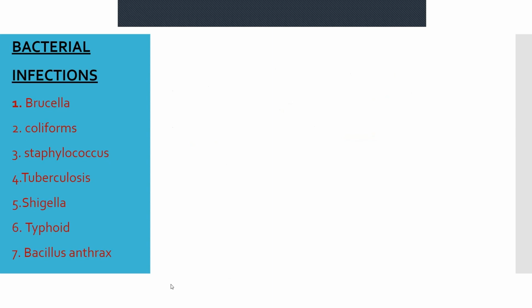Generally, when we look at infections of milk, you can classify them into bacterial infections, viral infections, parasitic infections, etc. In the first place, the bacterial infections include brucella, coliform infections, staphylococcal infections, tuberculosis infections, Shigella-like infections, typhoid, and Bacillus anthracis.